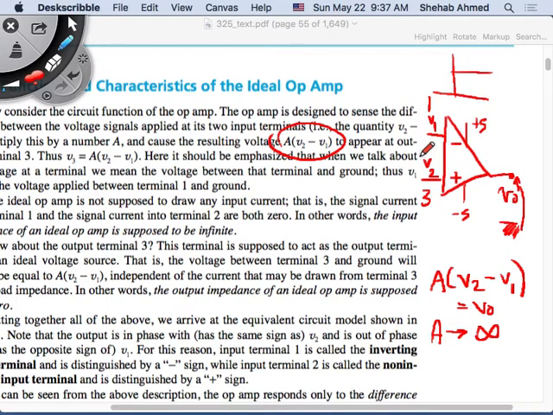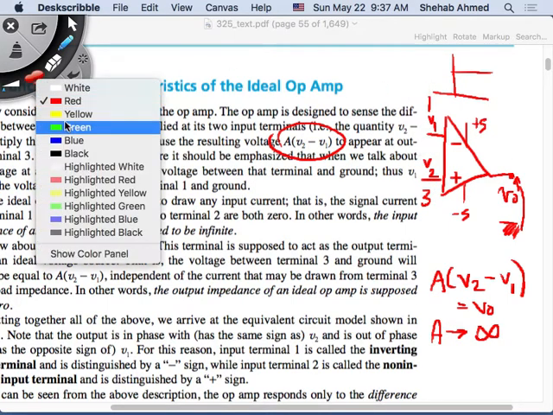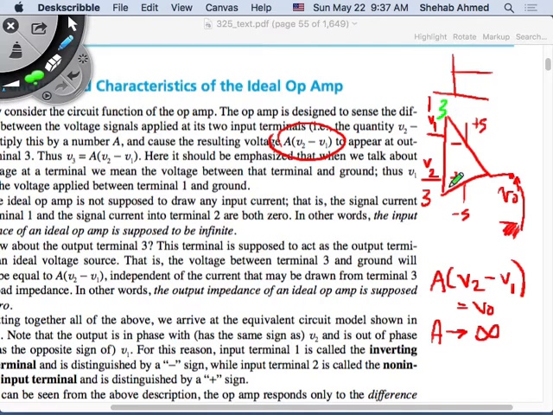And if I flip these, I put 3 here and I put 1 here, then the output is A times negative 2, right? 1 minus 3 is negative 2. So the output will be infinity times negative 2, so it's negative infinity, right? So the output will saturate to negative 5 in this case. So this is 5, this will be negative 5, right? So it's great if I want to operate as a comparator.